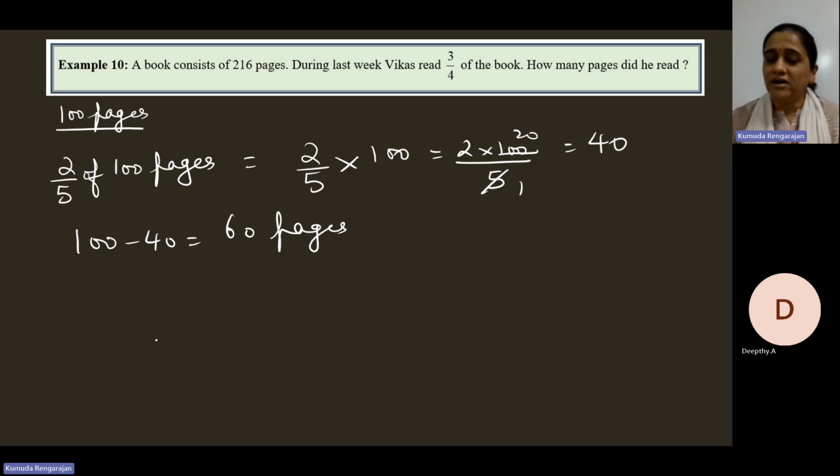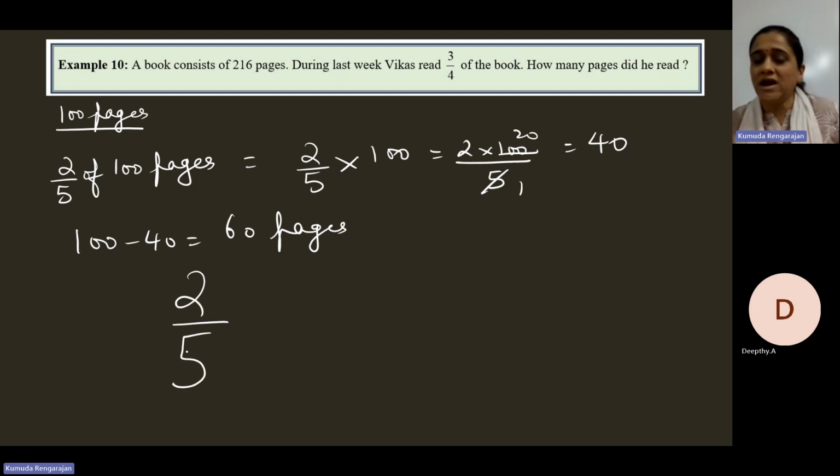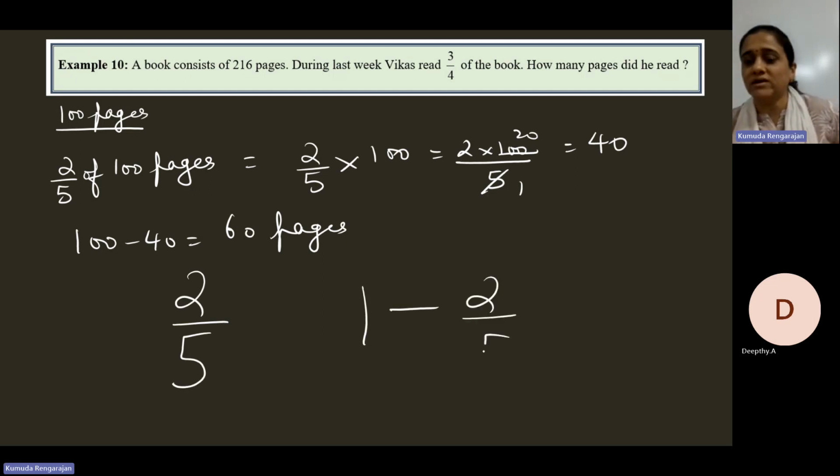So if you have read 2/5, then how much you have not read? 1 minus 2/5, because the total is 1. You have read the 2/5, so you have not read how much? 1 minus 2/5. Because in fractions, the total is 1. So 1 minus 2 by 5.